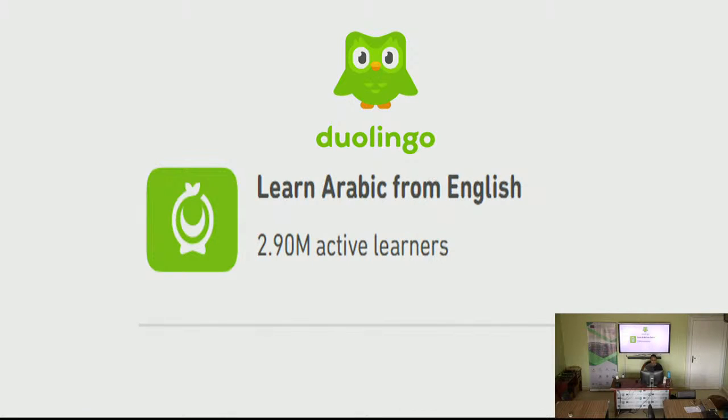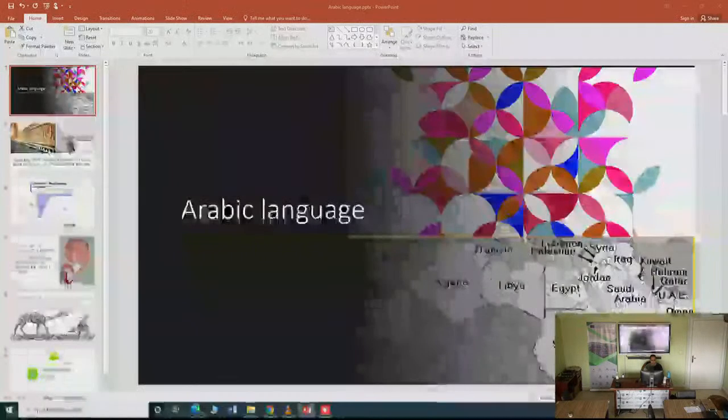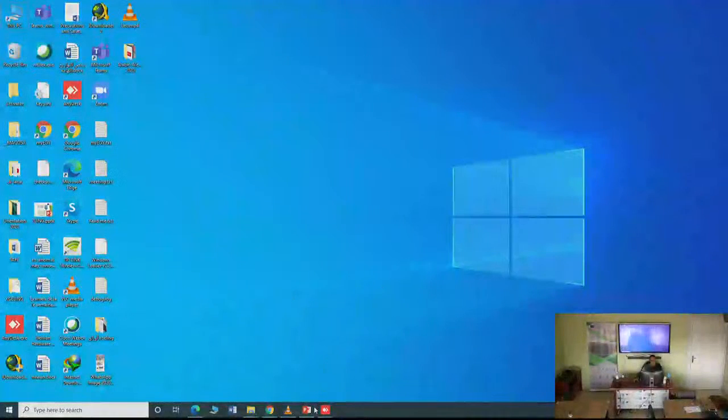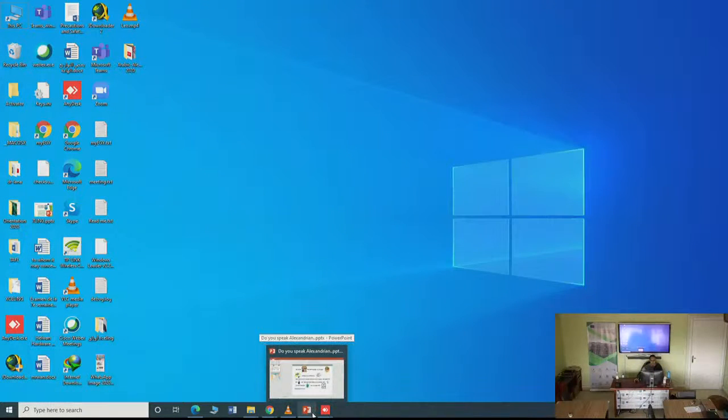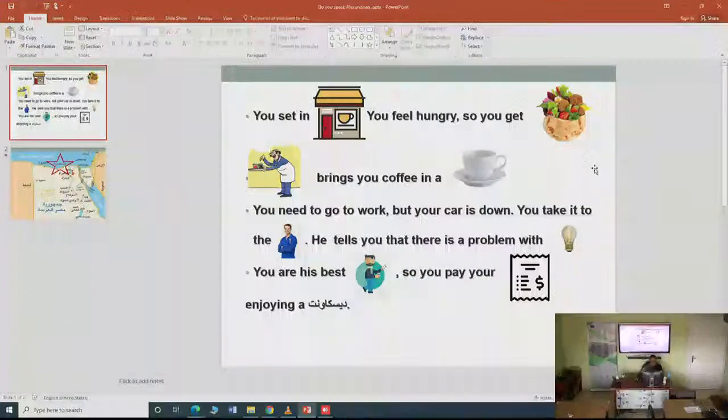So according to Duolingo, we have more than 2 million active learners of Arabic just on that application, while in different universities we have a lot of non-native learners of Arabic. Okay, this is just a brief introduction to our lecture today. Now I'm going to move on to what we can call Alexandrian vernacular Arabic.